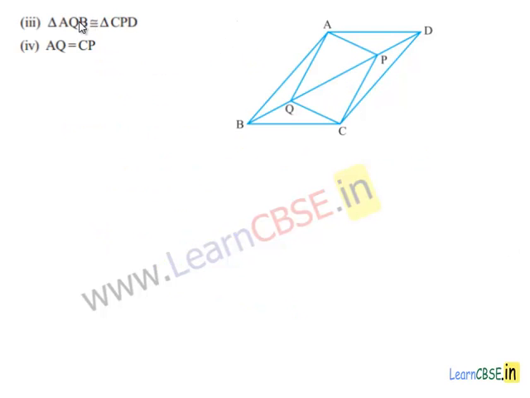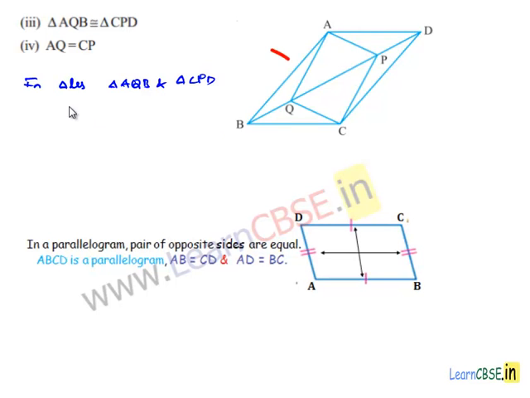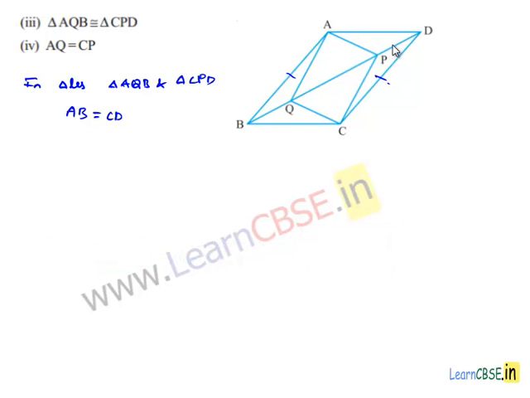Now in the third bit, he asked us to prove that triangle AQB is congruent to triangle CPD and AQ is equal to CP in the fourth bit. So in order to prove this, let us consider both triangles, that is triangle AQB and triangle CPD. In this, AB is equal to CD, since ABCD is a parallelogram, the opposite sides will be parallel and equal. And he has given that BQ is equal to PD.